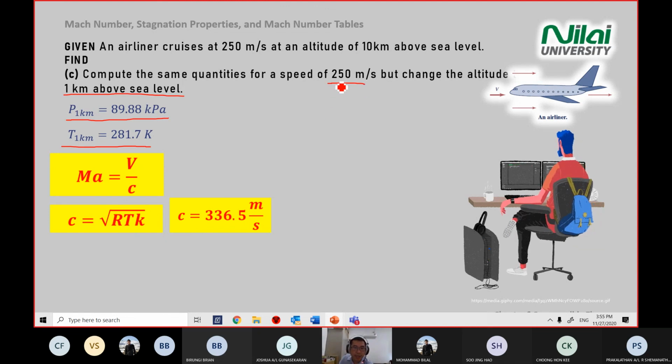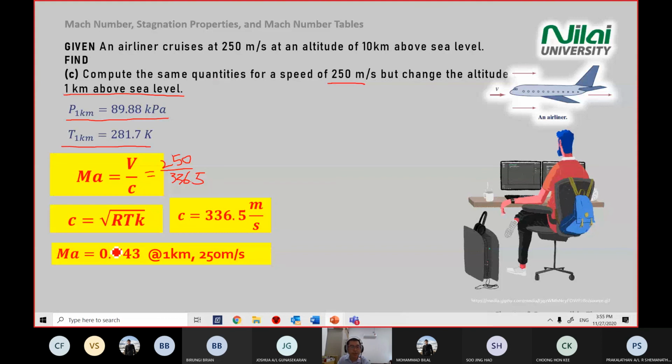Substitute the speed, 250 divided by 336.5, because your Mach number equals V divided by C. You get your Mach number. It is 0.7. Again, Mach number less than 1, we call it subsonic.